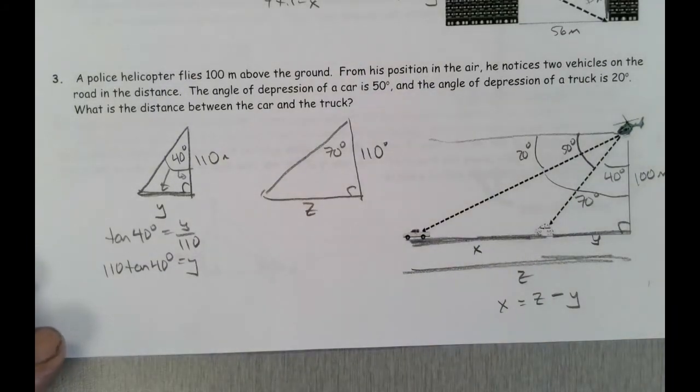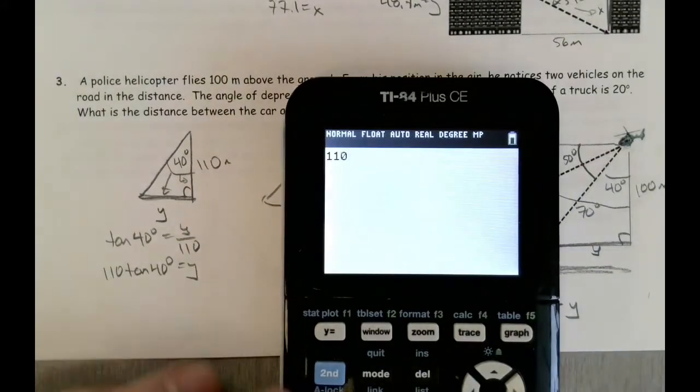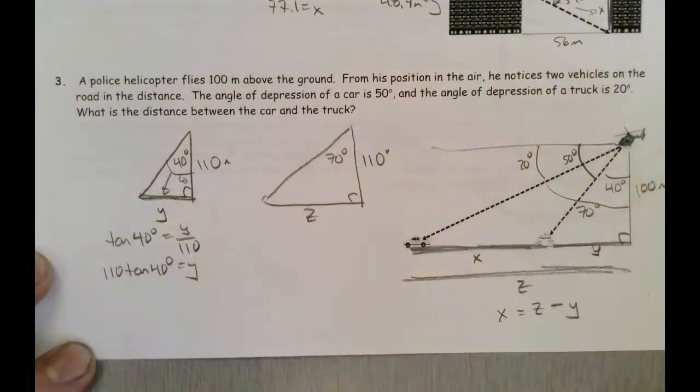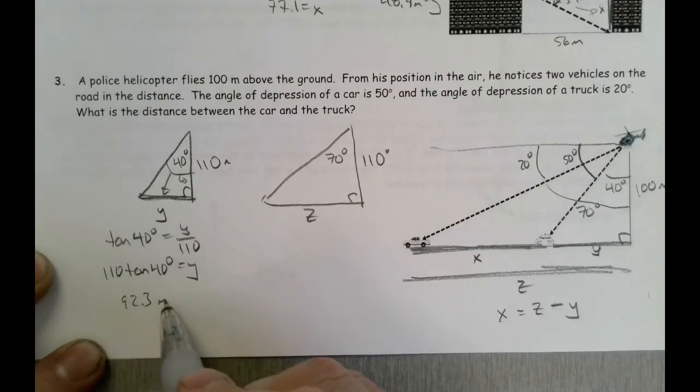So here we go. 110 times the tangent of 40. And to the nearest tenth, I get 92.3 meters. And again, that's approximate.